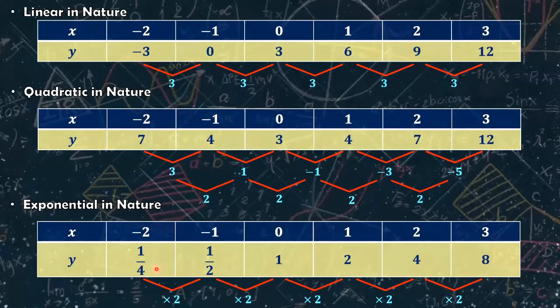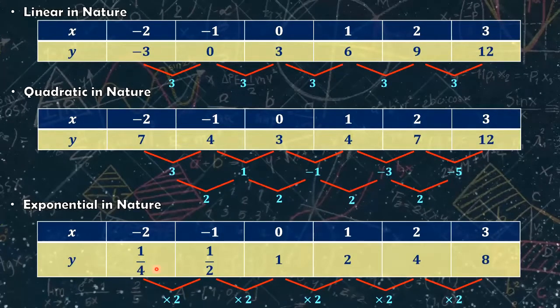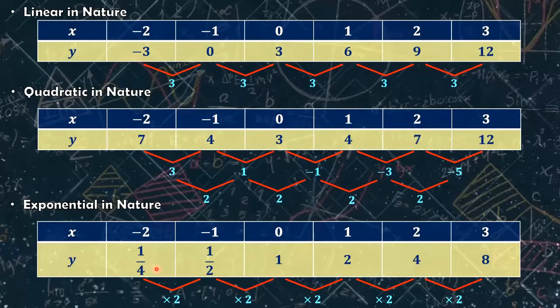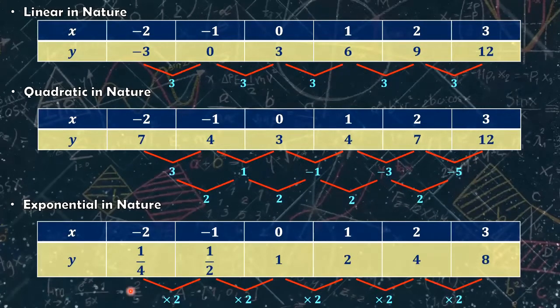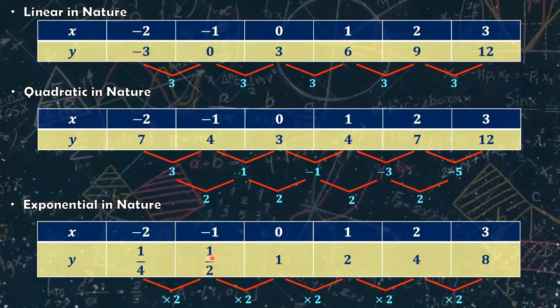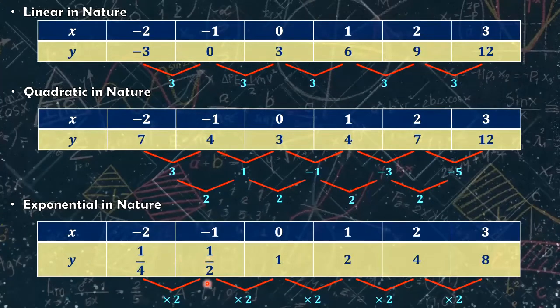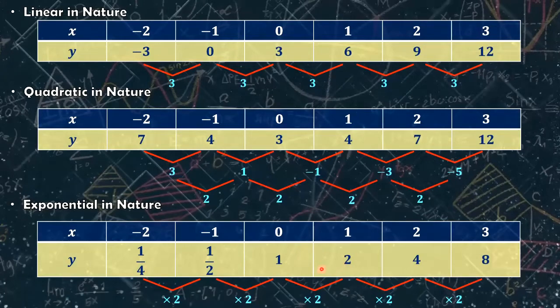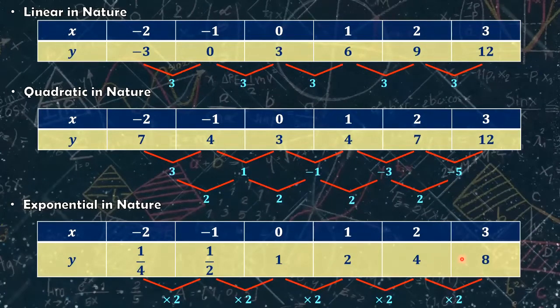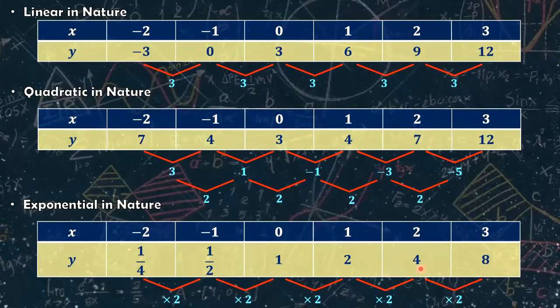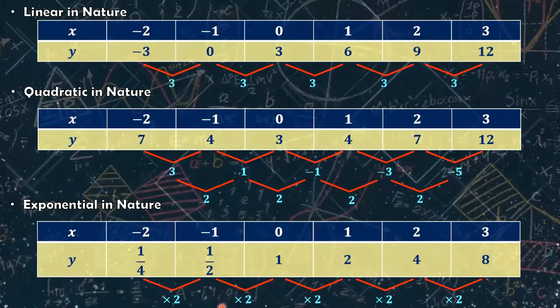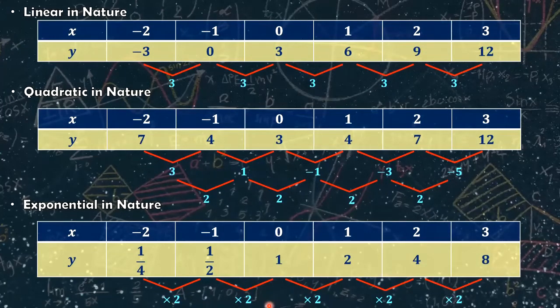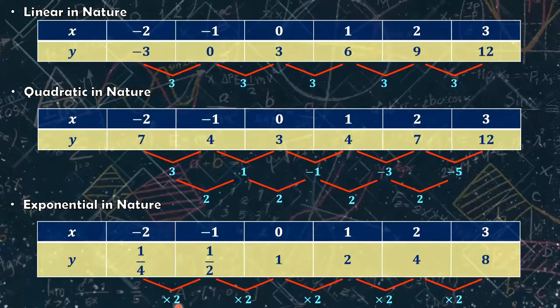If in common difference we subtract the values of y, for us to identify the common ratio, just simply divide. Divide the y values, let's say 1/2 divided by 1/4, 1 divided by 1/2, 2 divided by 1, 4 divided by 2, and 8 divided by 4. If it has the same value or result, therefore that is called the common ratio.